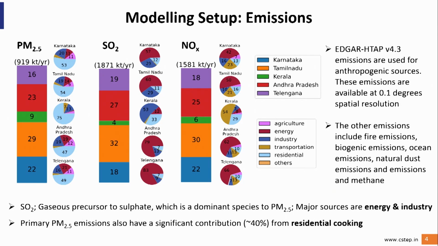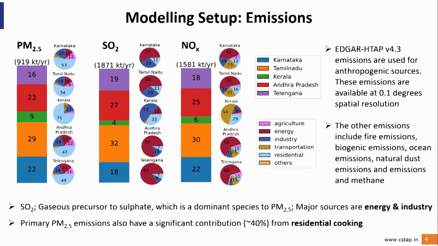So these are the input emissions that we have used for our modeling setup. This is PM 2.5. So these are the 5 southern Indian states. The total load is like this much. For example, if you see here, Kerala has very little total PM 2.5 emission, and a large share of that is from the residential sector. So these types of details are very important when you want to design interventions.